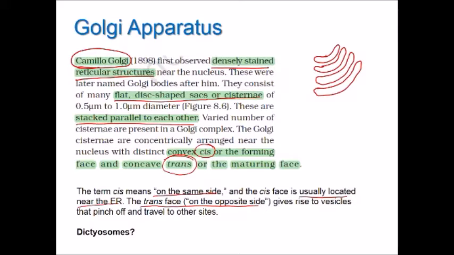Also, I've written one word here, dictyosomes. Any idea what are dictyosomes?